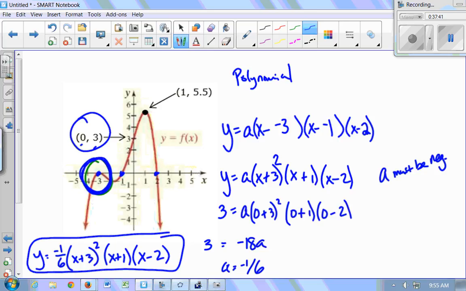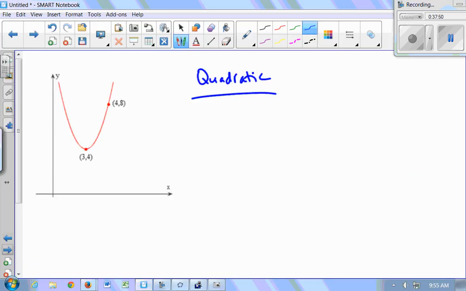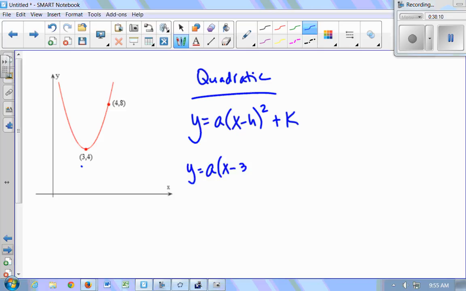So in the last one, when we said it's a polynomial, its typical formula is a times x minus a0 times x minus a0 times x minus a0. But for a quadratic, the standard formula is a times x minus h squared plus k. And h and k are the coordinates of the vertex. So all I have to do is plug in 3 for h and 4 for k to start. So I've got a times x minus 3 squared plus 4.